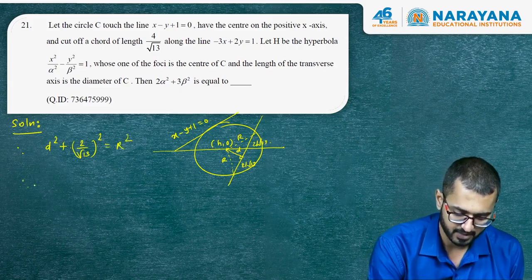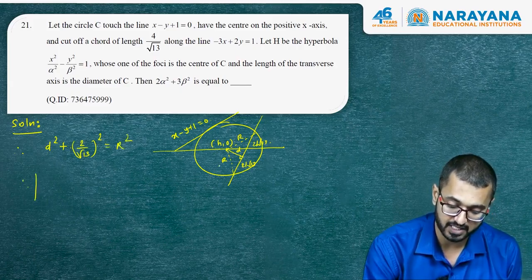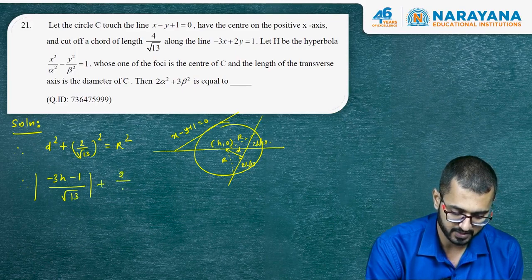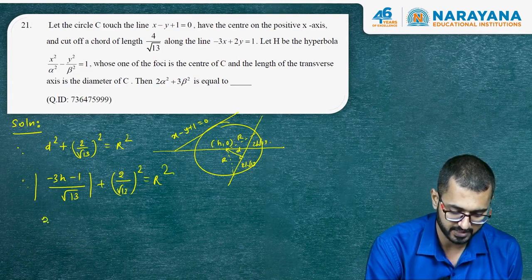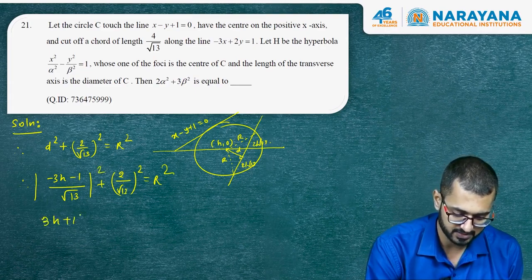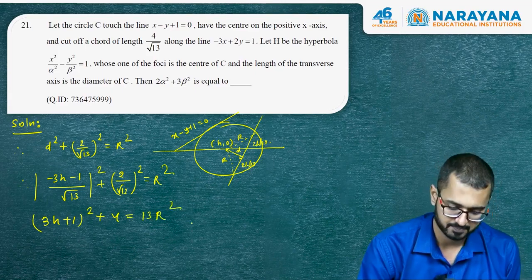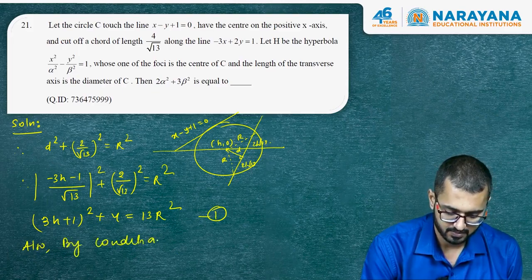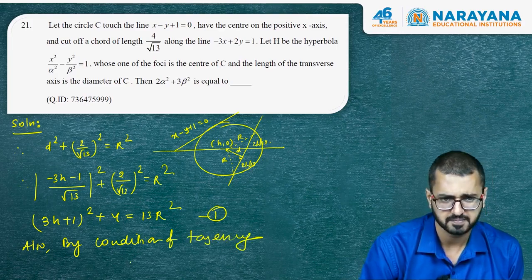Now what is d? It's the distance from this point to the line, so I'll be writing (minus 3h minus 1) over square root of 13, plus (2 by root 13) square, is equal to r square. So here we can write (3h plus 1) square plus 4 is equal to 13 r square. This is my equation 1. Also, by the condition of tangency, I'll be having d equal to r.